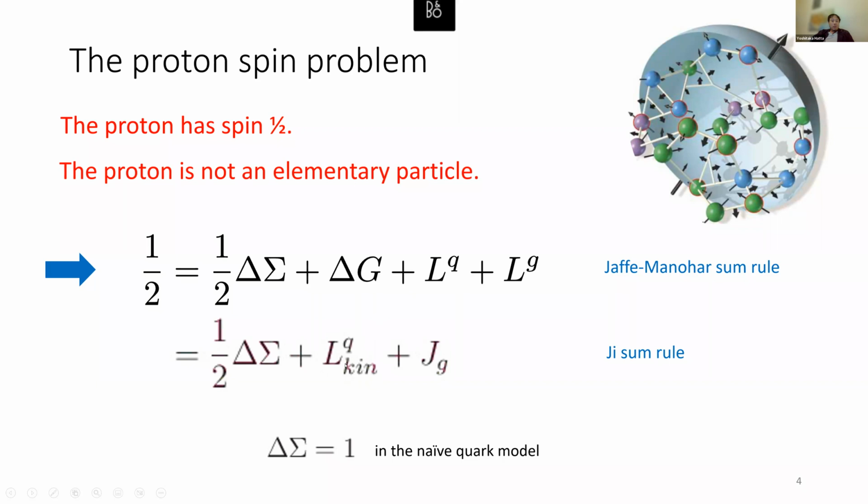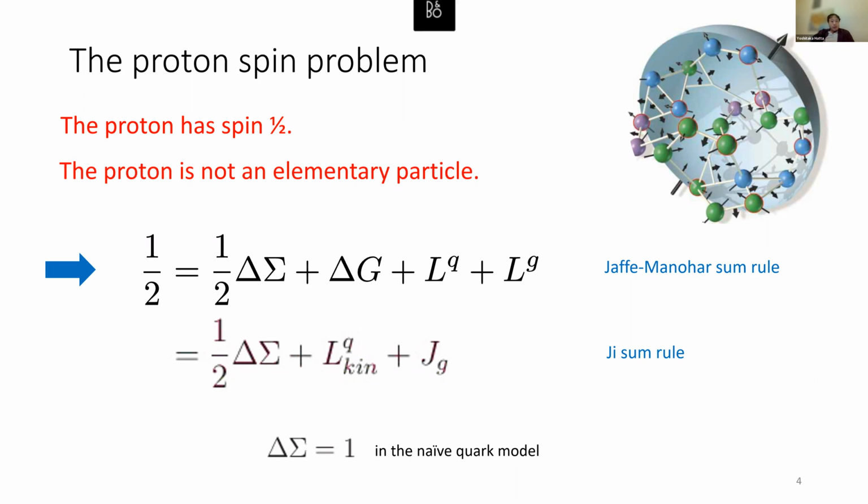I put the subscript kin, which means kinetic orbital angular momentum. And there is a total angular momentum of the gluons. So for this, in the Ji sum rule, you cannot decompose the gluon spin into the helicity and orbital momentum in a gauge invariant way. But in any case, there are two ways to decompose the proton spin, and their relation is by now completely understood.